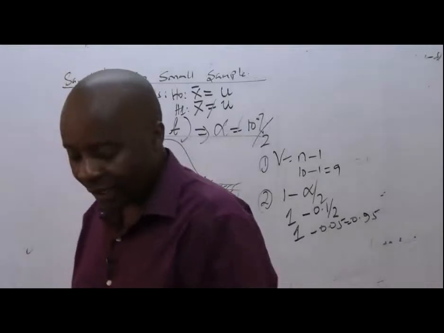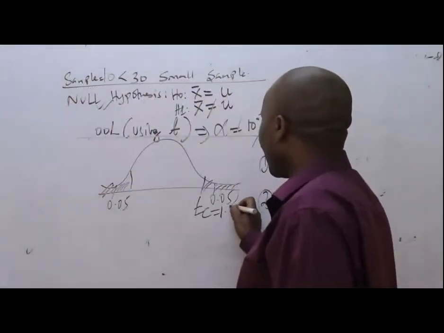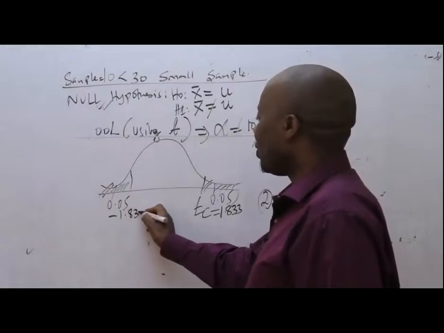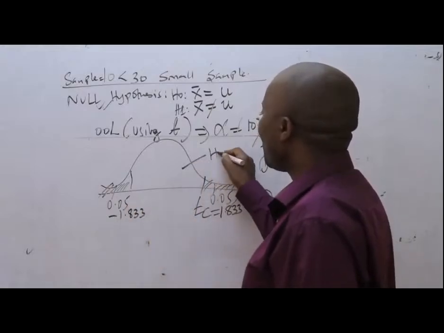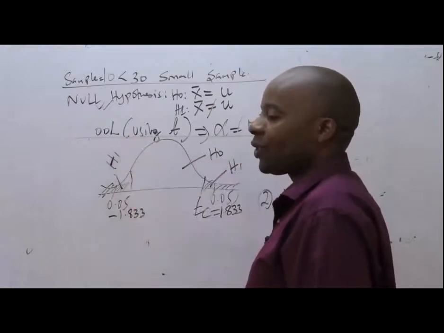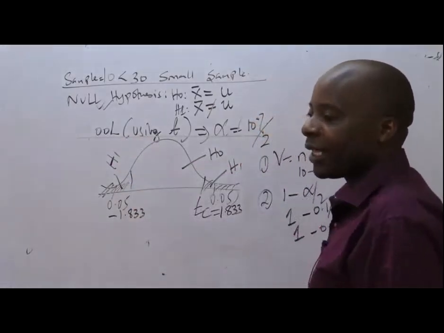So this should be 1.833 positive, and on the other side it will be minus 1.833. Now they know that the unshaded region is always at 0. The shaded regions are always what here? The alternatives. They're the H1s.